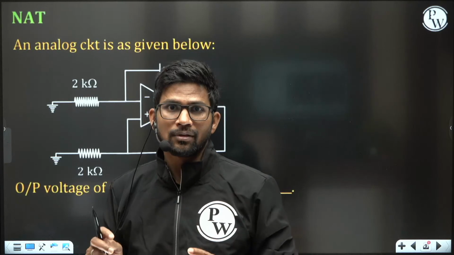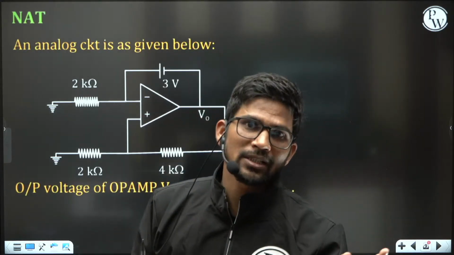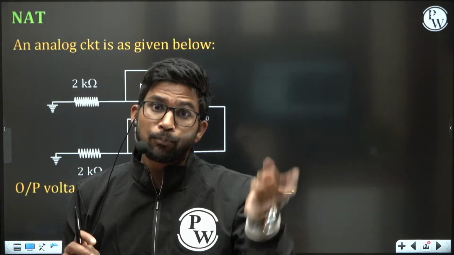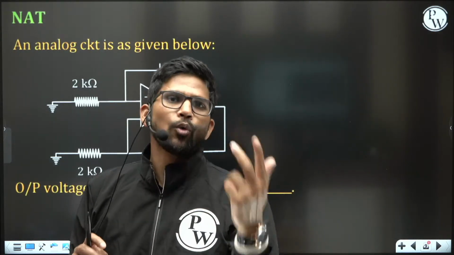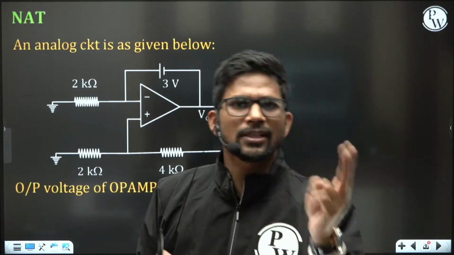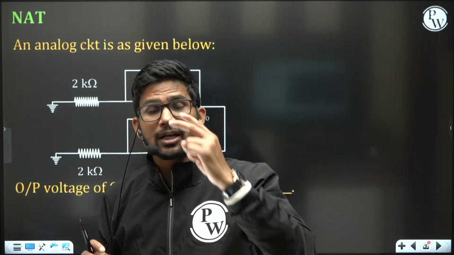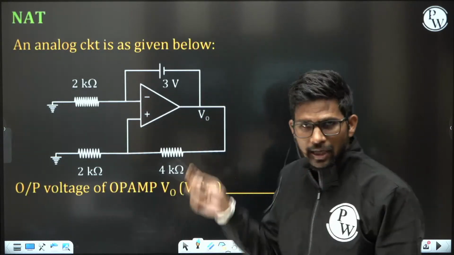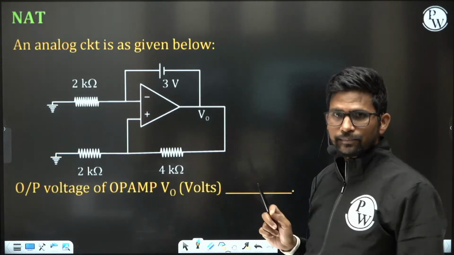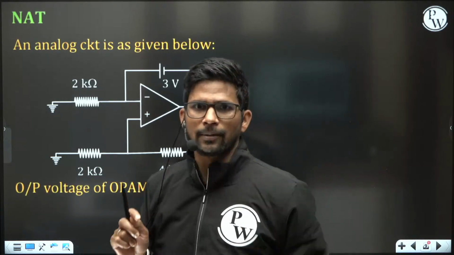Both must be satisfied at once. It is not that one of them is satisfied and one of them is not. If both are satisfied, then only the virtual ground concept is applicable. If one is satisfied and the other is not, then the virtual ground concept is not applicable. Here both are satisfied, so the virtual ground concept is applicable.